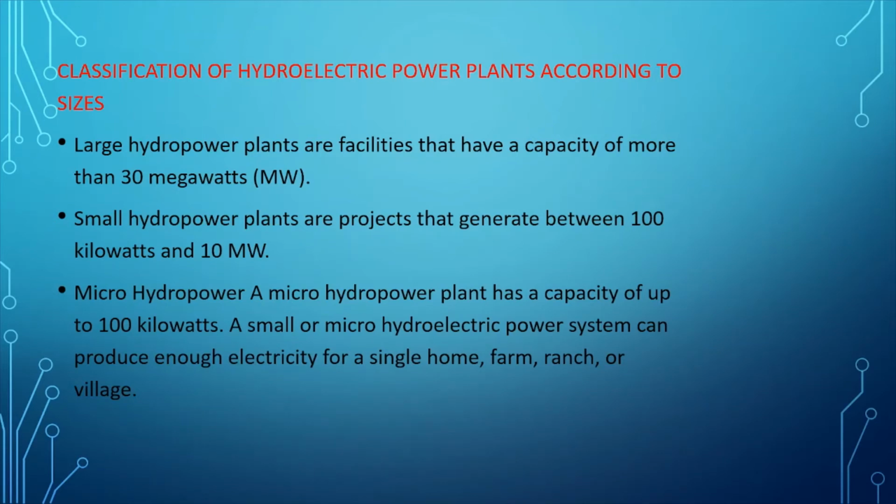First one is large hydropower plants: facilities that have a capacity of more than 30 megawatts. Small hydropower plants are projects that generate between 100 kilowatts and 10 megawatts. And the last one is micro hydropower plants, which have a capacity of up to 100 kilowatts. A small or micro hydroelectric power system can produce enough electricity for a single home, farm, ranch or village. After this part, Mustafa is going to talk about advantages and disadvantages.